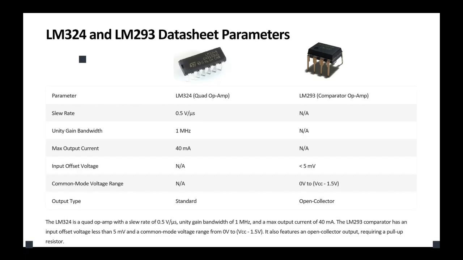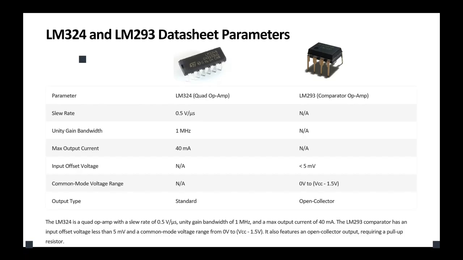Okay, we call this one quad op-amp. That means it contains 4 independent op-amps in a single IC. The slew rate of the LM324 is normally around half a volt per microsecond, which is not very fast, but it's good for general analog work. The unity gain bandwidth is normally around 1 megahertz.